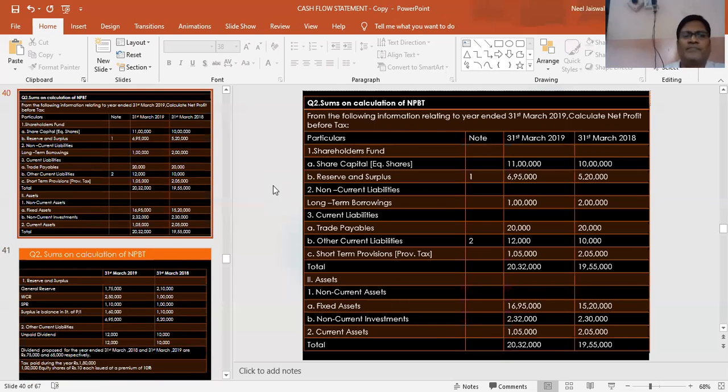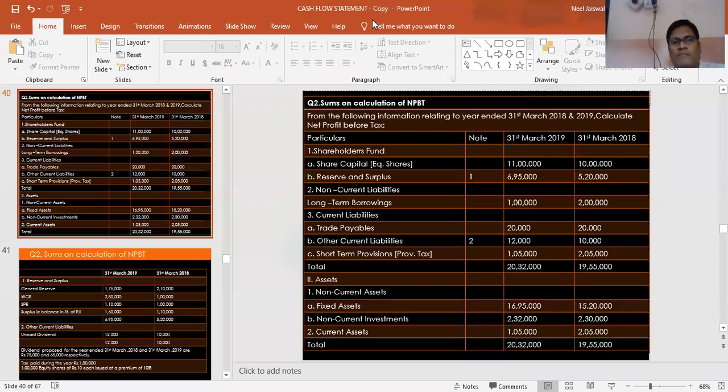Now see this sum. From the following information relating to the year ended 31st March 2019, calculate net profit before tax. The information for 31st March 2019 and 2018 is both given. So we have to go through the information and find out how much the NPBT is, which is calculated outside the cash flow statement.